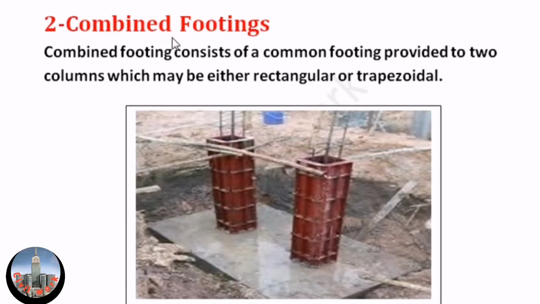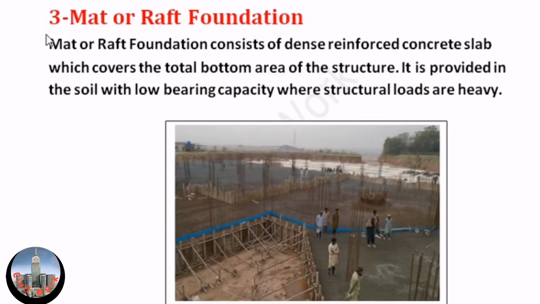Number 2. Combined footings. Combined footing consists of a common footing provided to two columns which may be either rectangular or trapezoidal.